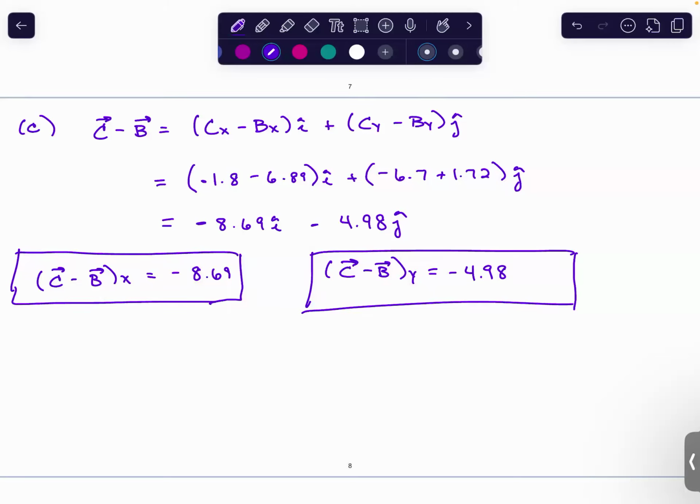So if we're really building on skills one level at a time, we started with vector addition. Now we're at vector subtraction.